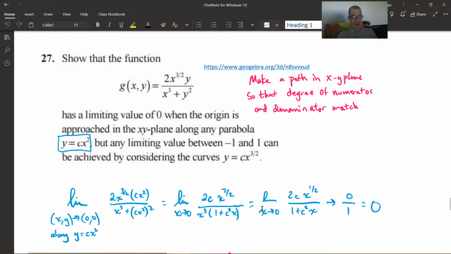Now plugging in the limit as x goes to 0 means that the top would be going to 0 because we'd be taking the square root of 0. And the bottom goes to 1 because this term will go to 0, but this one will still stick around. And that means that along any path, any parabola path, we're going to approach the point 0, 0.